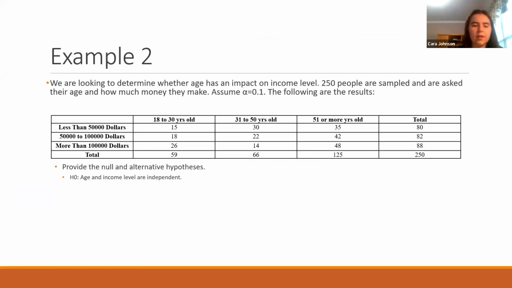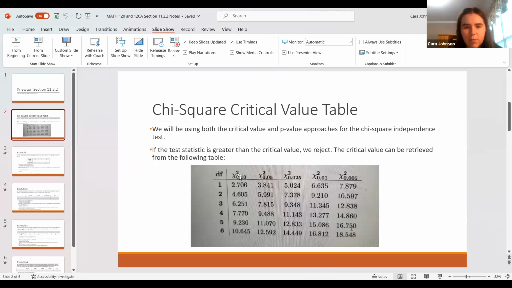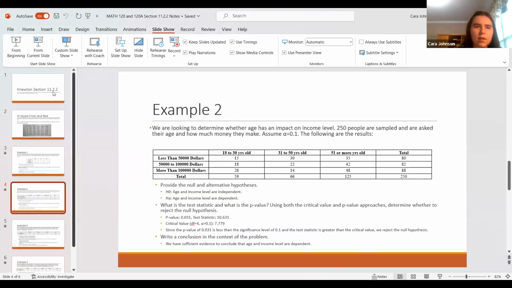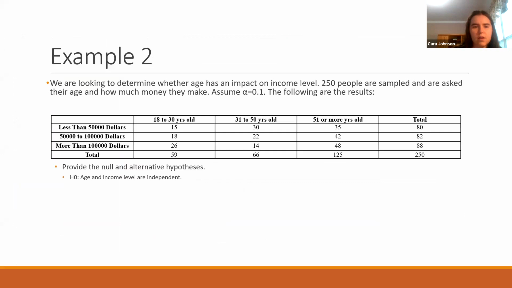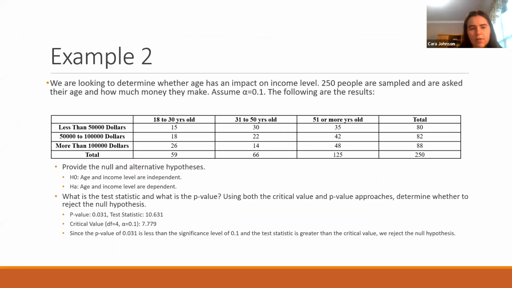All right, and then before we do this, let's find our critical value. So our significance level is 0.1. We had 4 degrees of freedom. So our critical value is 7.779. And so that's our p-value and test statistic, and the critical value.